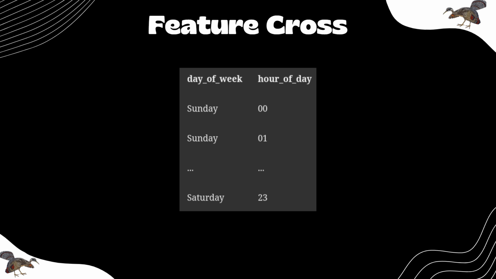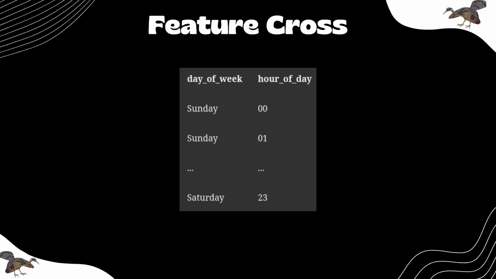Is there a difference between 10 p.m. on a Tuesday and 10 p.m. on a Friday? Of course. Tuesday night is just another weekday night. Friday night is the start of the weekend, when more people go out. If we don't use feature cross, the model will have to learn this relationship on its own from lots of data. Instead, we explicitly create a feature that captures the combination of time and day.